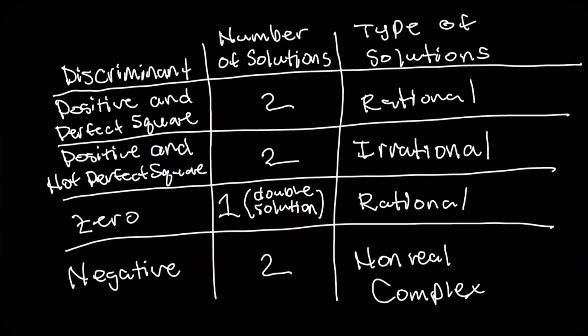92 is positive, and in this case, it is not a perfect square, so we have two solutions, but they're going to be irrational.